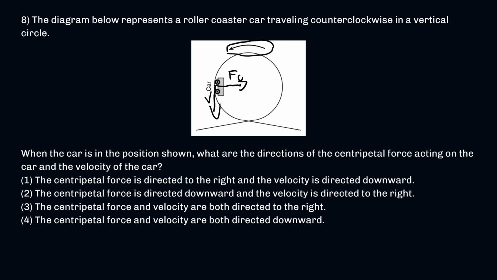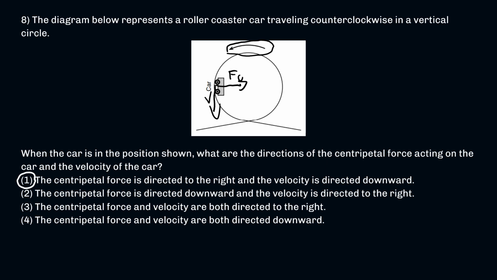So let's look at our answer choices and see which one is going to end up being the answer. Answer choice 1 says that the centripetal force is directed to the right and the velocity is directed downward. Look, that's my answer. We just came up with that. So answer choice 1 is going to be the answer there. The rest of the answers, let's just go through them to explain why they would be incorrect.